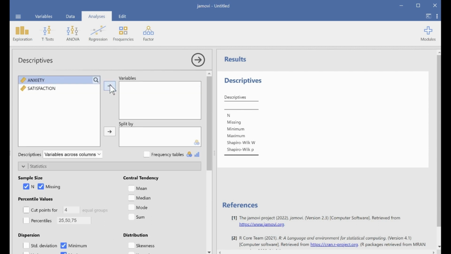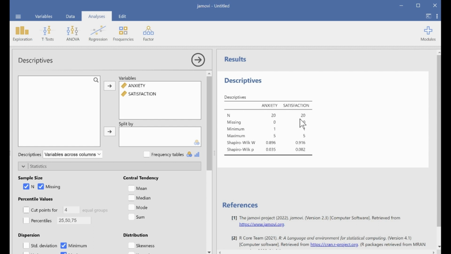So let me move anxiety into the variables and satisfaction into the variables. And as we can see, the Shapiro-Wilk comes up here. We have 20 participants in each. That's good. We have no missing data. The scale goes from 1 to 5 as it really does, so we don't have any problems there. If we look at the significance level of Shapiro-Wilk, it's above 0.001, and here as well, it's above 0.001. We're going to consider both these variables to be normally distributed in this case, and we feel comfortable in moving into a Pearson. However, before we do that, we do want to look at the scatter plot.